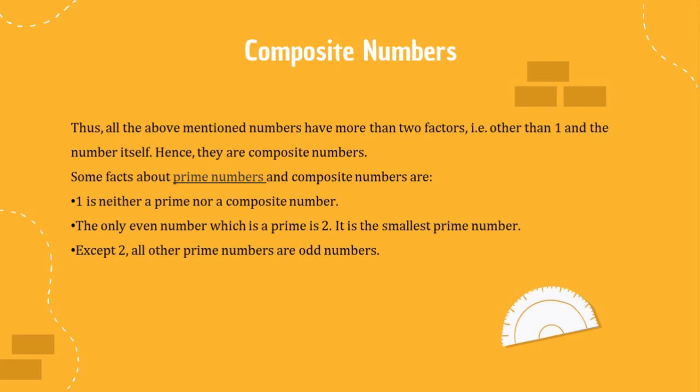Thus, all the above mentioned numbers have more than 2 factors other than 1 and the number itself, hence they are composite numbers. Some facts about prime numbers and composite numbers are: 1 is neither a prime nor a composite number. The only even number which is a prime is 2. It is the smallest prime number. Except 2, all other prime numbers are odd numbers.